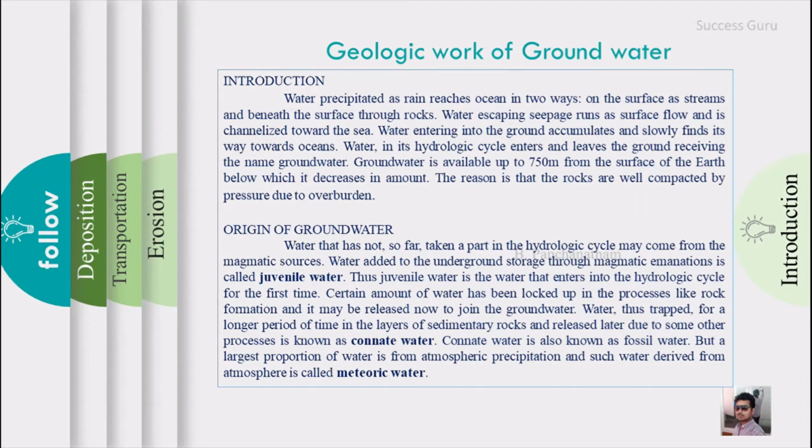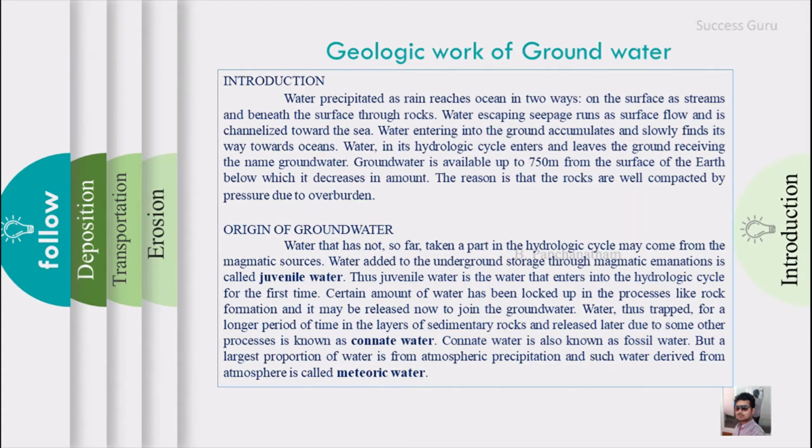The origin of groundwater. Water that has not so far taken part in the hydrological cycle may come from the magmatic source. The water added to the underground storage through magmatic emanation is called juvenile water. The juvenile water is the water that enters into the hydrological cycle for the first time. That is also sometimes called new water.